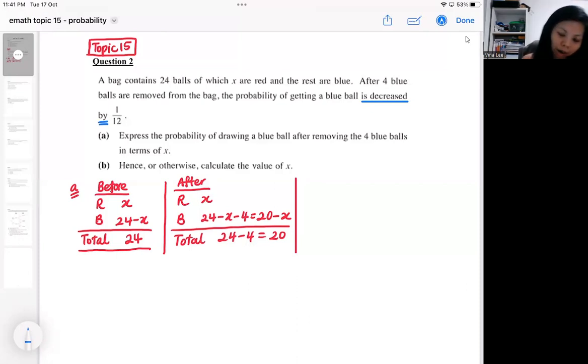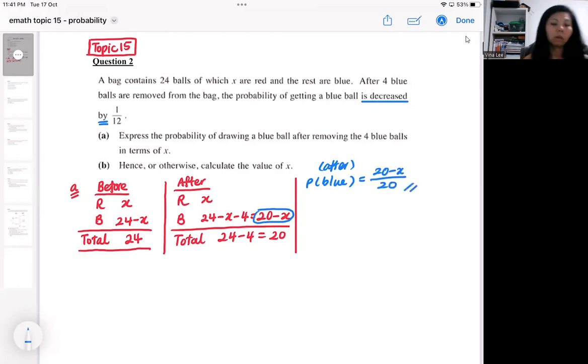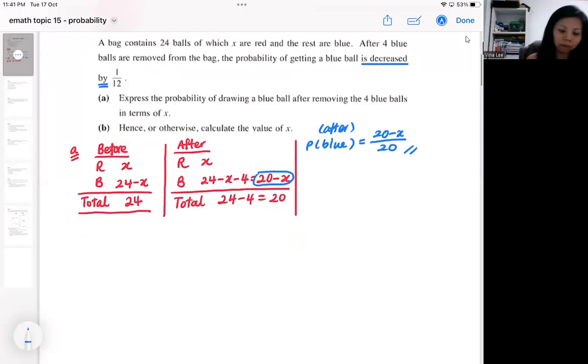But in part A, we are asked for the probability of blue after you remove the 4 blue balls. After the removal, this is the quantity that you're left with, over a total of 20. So that will be the probability. In this question, we are exploring the difference. The probability of getting a blue ball is decreased by this quantity. So this 1/12 is the difference.